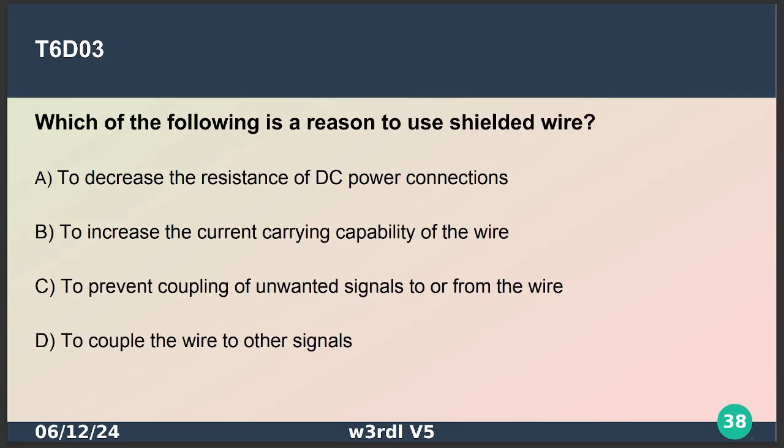Which of the following is a reason to use shielded wire? C, to prevent coupling of unwanted signals to or from the wire.